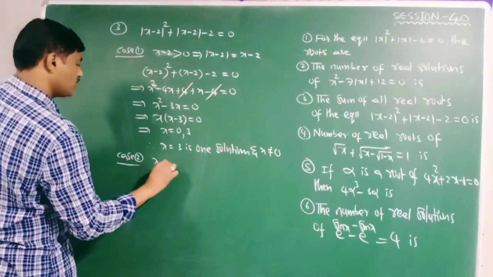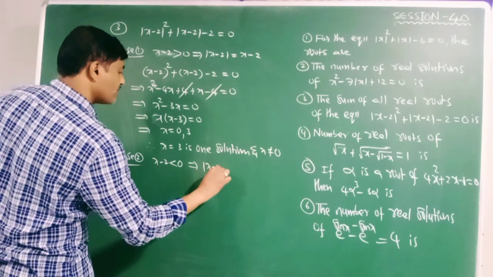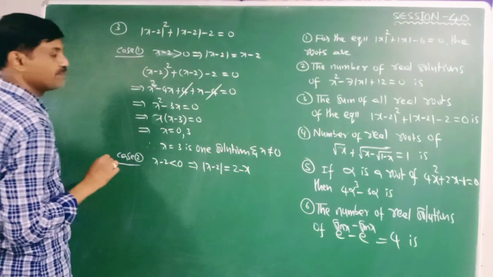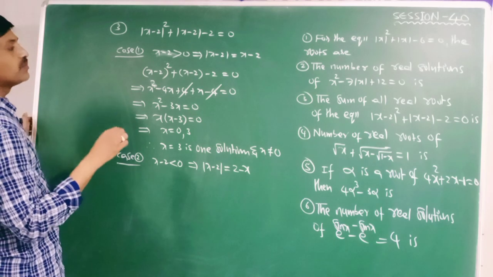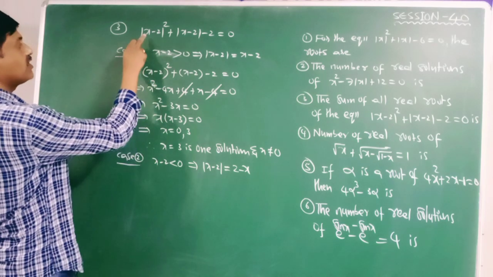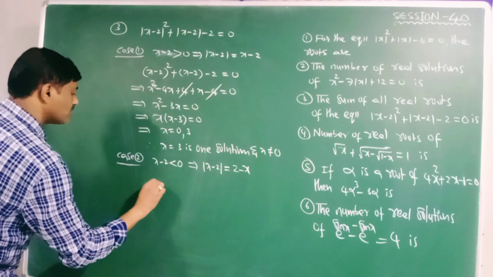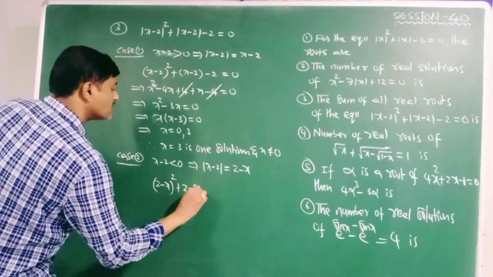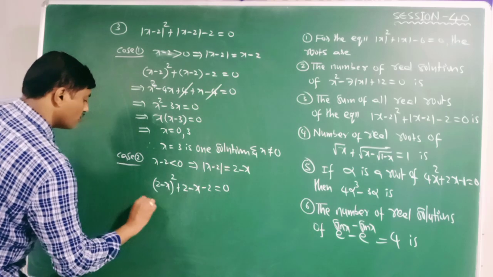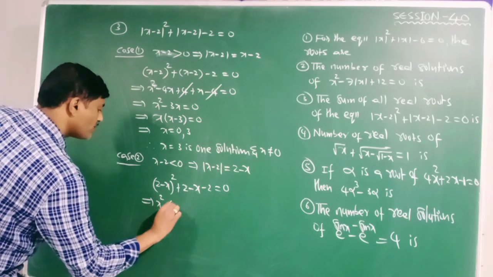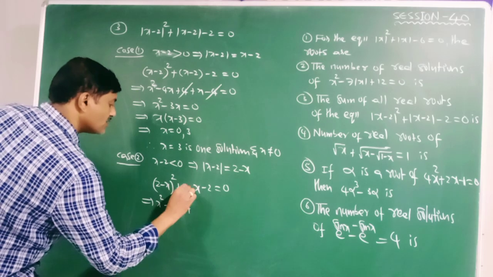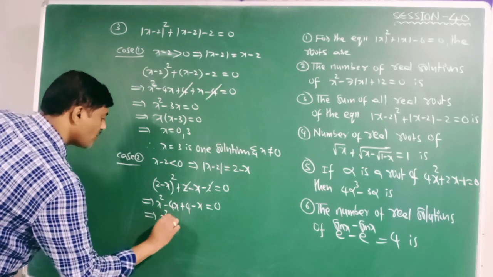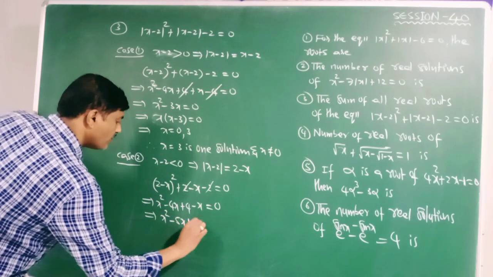As x minus 2 less than 0, that implies modulus of x minus 2 will become minus of x minus 2, otherwise 2 minus x. In this case, our quadratic equation is (2 minus x) whole square plus 2 minus x minus 2 is equal to 0. Once you square, x square minus 4x plus 4, and this 2 cancels, minus x is equal to 0. In this case, x square minus 5x plus 4 is equal to 0.